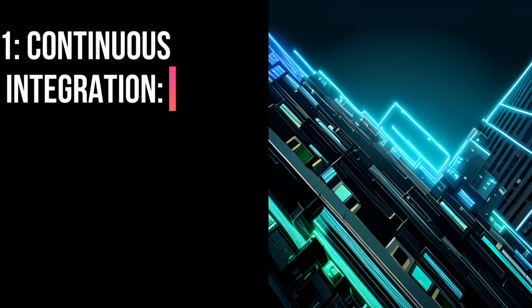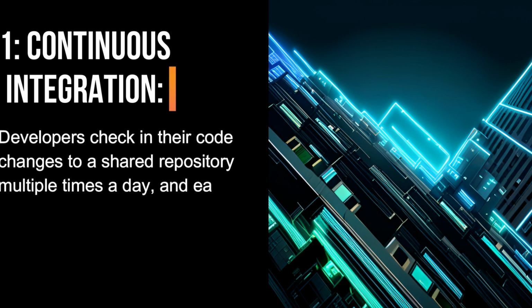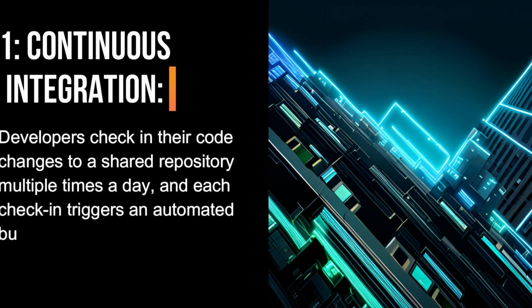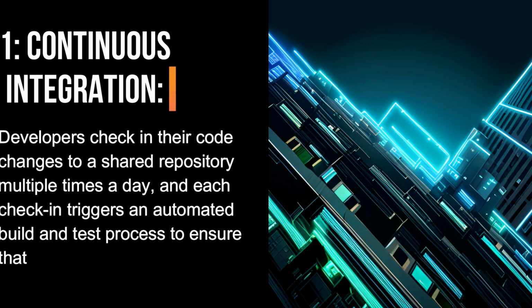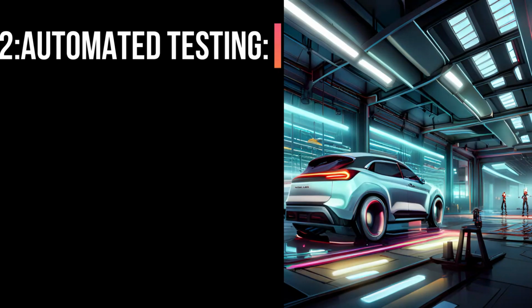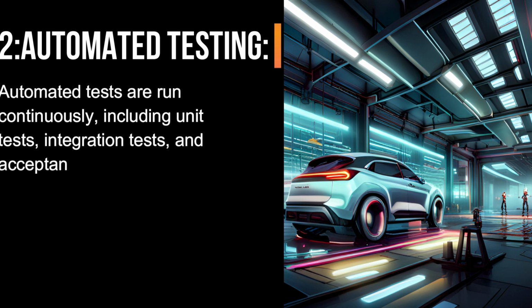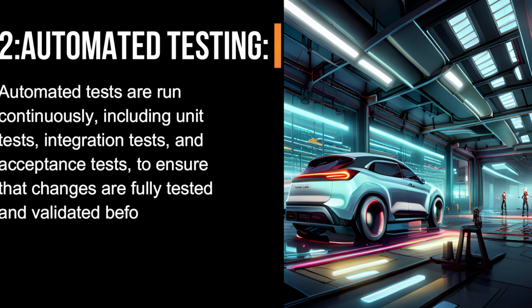1. Continuous integration. Developers check in their code changes to a shared repository multiple times a day, and each check-in triggers an automated build and test process to ensure that the changes do not introduce new issues. 2. Automated testing. Automated tests are run continuously, including unit tests, integration tests, and acceptance tests, to ensure that changes are fully tested and validated before being deployed to production.